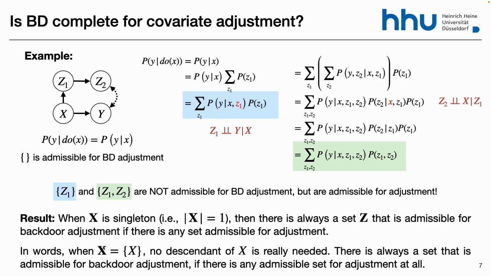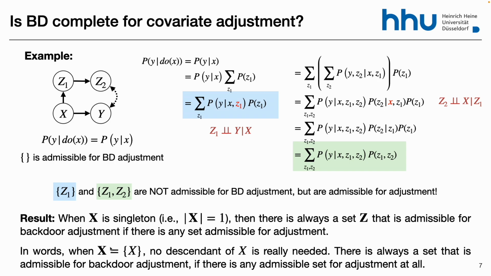So that's just in words, right? When x is just one variable, then we don't really need to adjust using descendants, because that was the case here. The Z1 and Z2, they couldn't be part of the adjustment set because they were descendants of x. So that's what eliminated these sets. And in this result, we say that when x is just one variable, basically there is always one set that doesn't contain descendants that's going to be admissible for backdoor adjustment. So you always find at least one if the effect is identifiable through adjustment. But you cannot generalize this for x being a set of more than one variable.